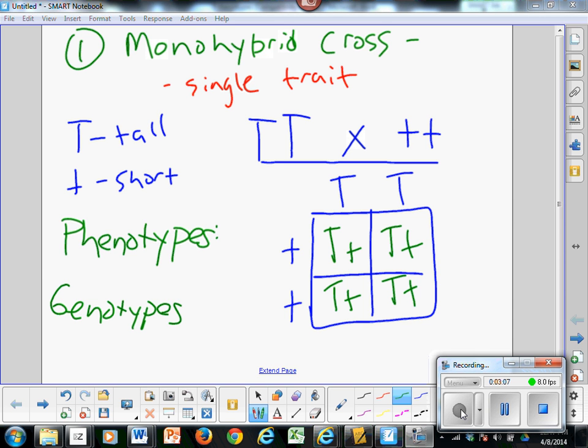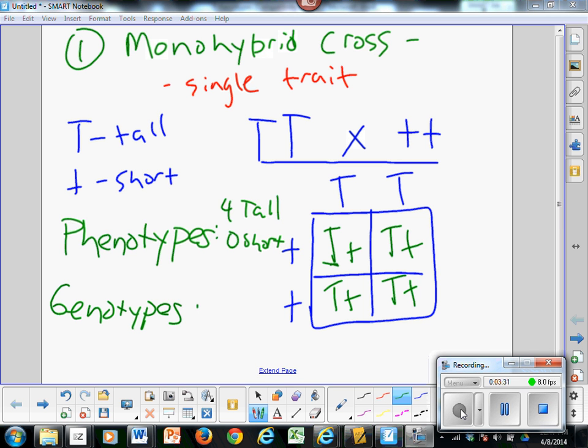So the big T, at this point, with these Punnett squares, if they have the capital letter, they're going to show the dominant trait. At this point, that's what that means. So we have 4 tall and 0 short. That's what the phenotypes tell us. Or you could say 100% tall, it all means the same thing.